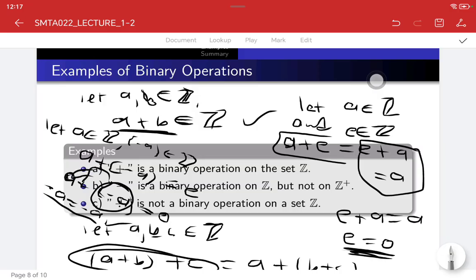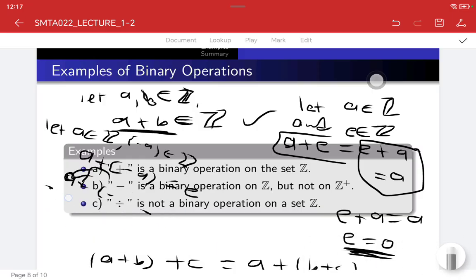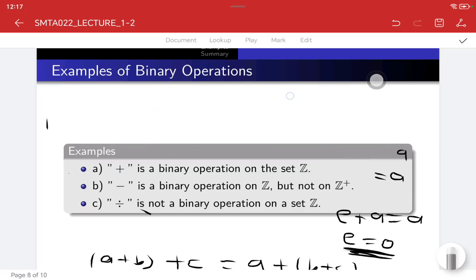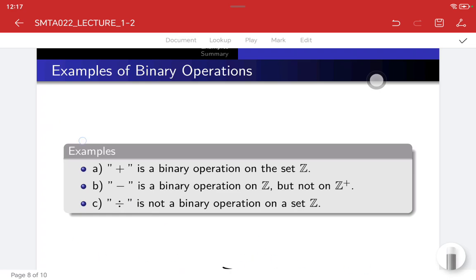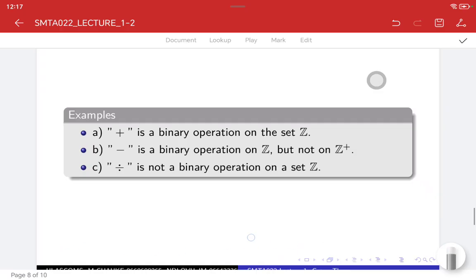Then since the inverse is met, identity is met, closure is met, and associativity is met, I can say that this is a group on Z. But we know that this is a binary operation, right? And when they say minus is not a binary operation on Z, but on Z plus, we can check that.